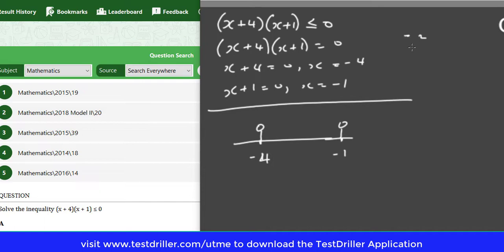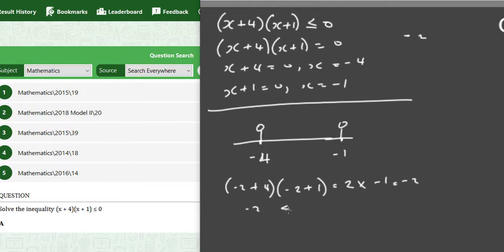So let's check this out. This will give us 2, then times minus 1, and that will give minus 2. Can we say minus 2 is less than or equal to 0, because whatever you get on the left must be less than or equal to 0? Yes, we can say that. And because we can say that, it is reasonable to say that x is greater than minus 4.